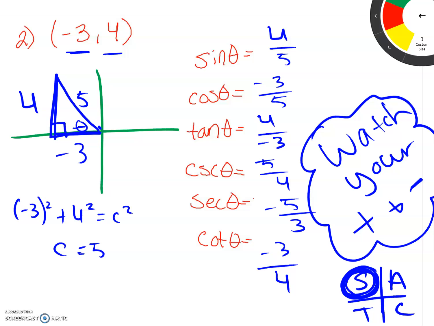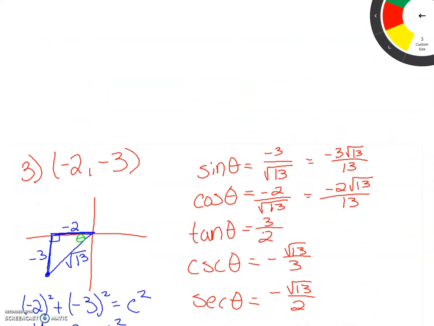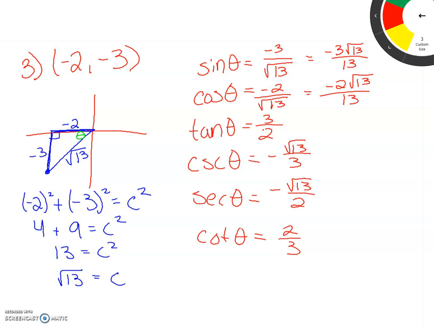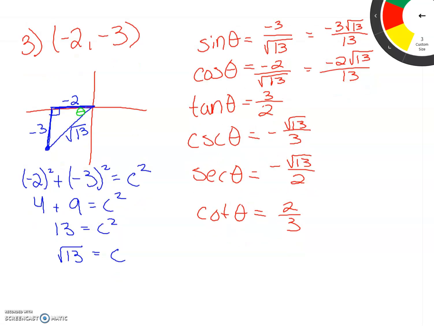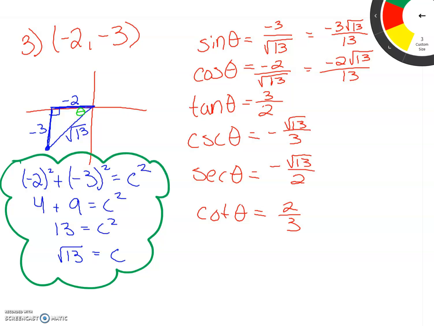Okay? Now let's look at the last one I got up here. And this one I already have done for you, so we'll just talk through it. This one, it was -2, -3. So this time, when you did your Pythagorean theorem, which I have all the work shown to you out here, notice it's a little different because you don't get a perfect square when you add your -2 squared and your 3 squared together. You get 13.